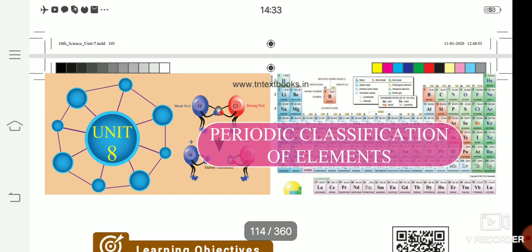Yes, very good. Today I am going to teach about the extractive metallurgy of copper in the periodic classification of elements. In the last class, we saw metallurgy and metallurgy separation, and then the extractive metallurgy of aluminium. Now we are going to see the extractive metallurgy of copper.